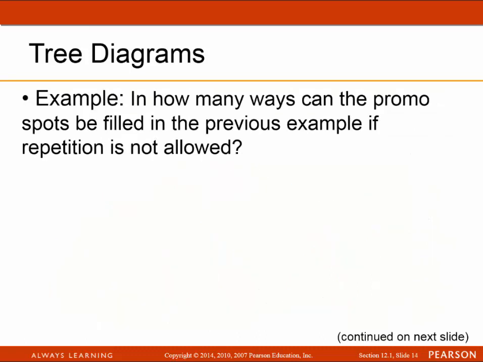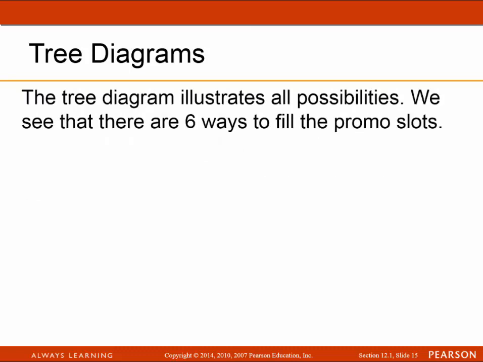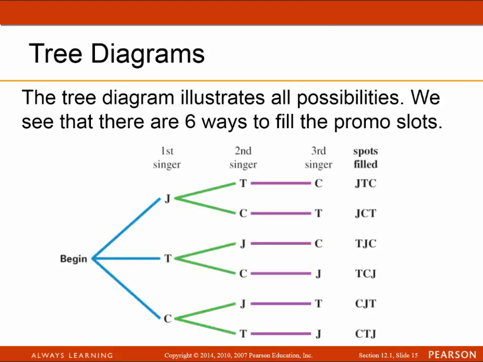So in how many ways can the promo spots be filled, in the previous example, if repetition is not allowed? So since repetition is not allowed, then we're not allowed to have the JTT. So in this case, we have 6 ways to fill the promo slots. So here we have the first singers, JTC, so we can choose one of those 3. If J is already chosen, then T and C are the only 2 choices. If JT is chosen, then C is the last choice. So here are the 6 possible ways to fill the promo slots.